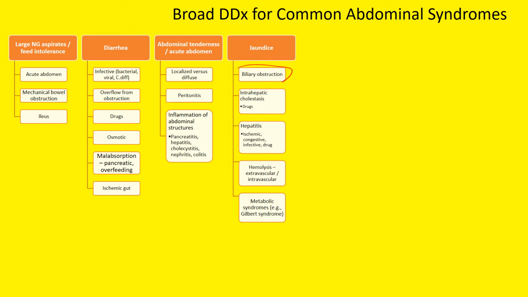Jaundice: is this a biliary tract obstruction? Or it could be an intrahepatic biliary obstruction and cholestasis, and always think of drugs in this. Or could it be some form of hepatitis? Is it congestive hepatitis, ischemic hepatitis, viral hepatitis, or drug-induced hepatitis? Then is this an isolated jaundice? So, is this hemolysis, extravascular, intravascular? I found that the patient was extremely pale, so I'm worried that this jaundiced patient is also anemic, so I'll want to rule out hemolysis and so on. And then as a diagnosis of exclusion, finally, you can say maybe this is something like Gilbert syndrome, which is actually not uncommon.